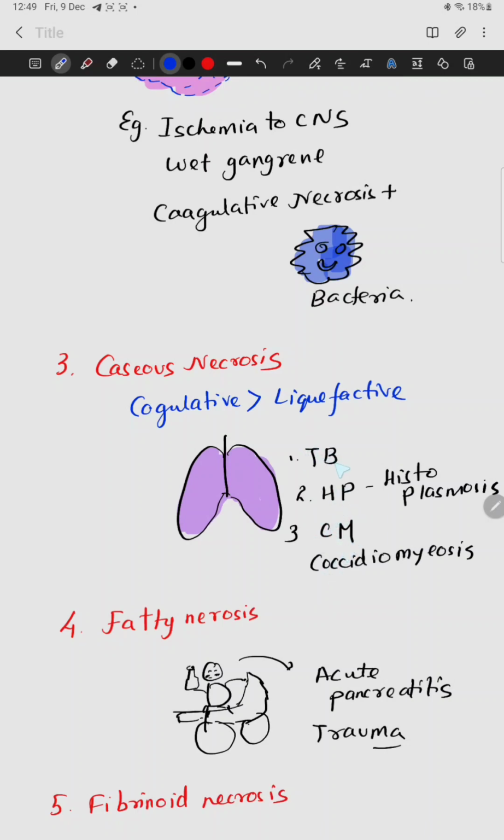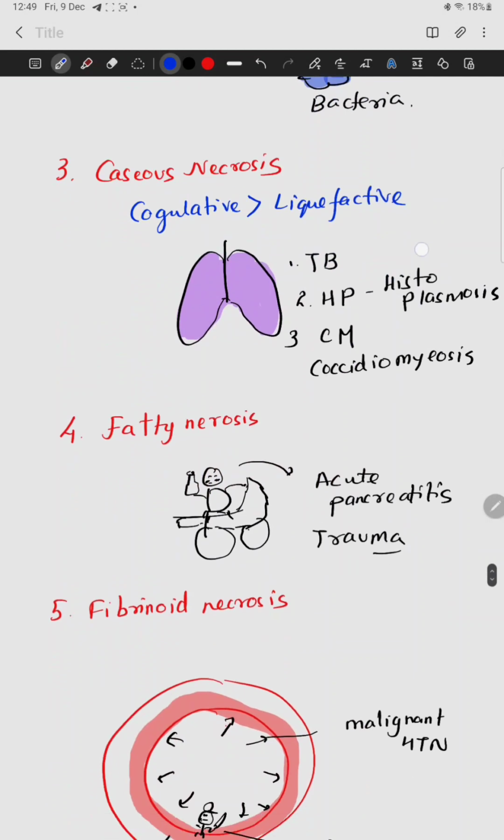Just remember these three: TB, CM and HP. CM is coccidioidomycosis and HP is histoplasmosis. So all these are the types of caseous necrosis, and that mainly happens in the lung, right?